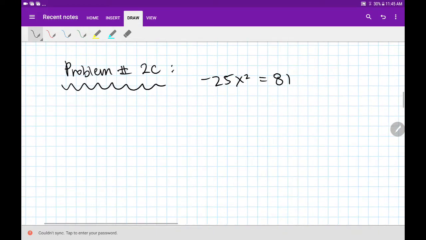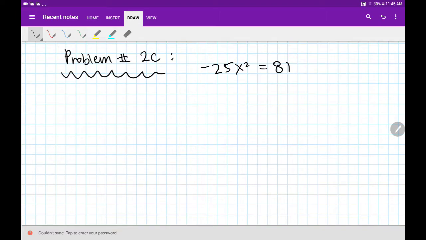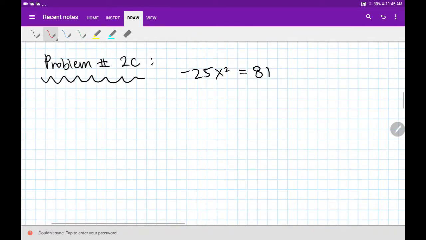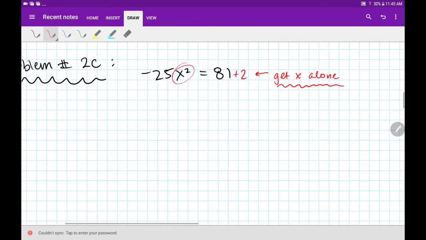Let's do the next problem, number 2c. Okay, notice that in this problem, unlike the previous one, there's only an x squared. There's no x term. So since in this case it's actually possible to get x all by itself, that's what we're going to do here. I want to solve for x, and since there's only an x squared, there's not a second x lingering about. For instance, there's no extra 2x there. I can just go ahead and divide both sides by negative 25. I'm going to start isolating x.